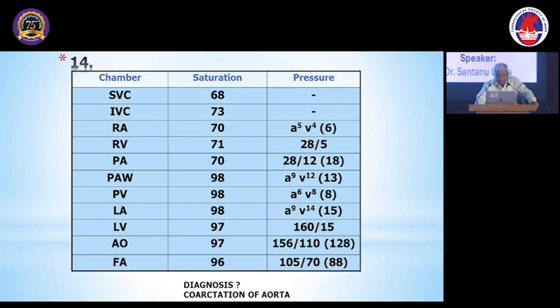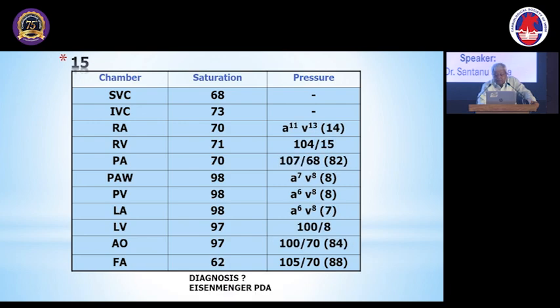Saturation wise, it looks normal. There is nothing wrong in it. See the pressure. That is a systemic hypertension. Aortic pressure, it is a coarctation. Coarctation, very good. It is a coarctation or some obstruction in the descending aorta. Very good.